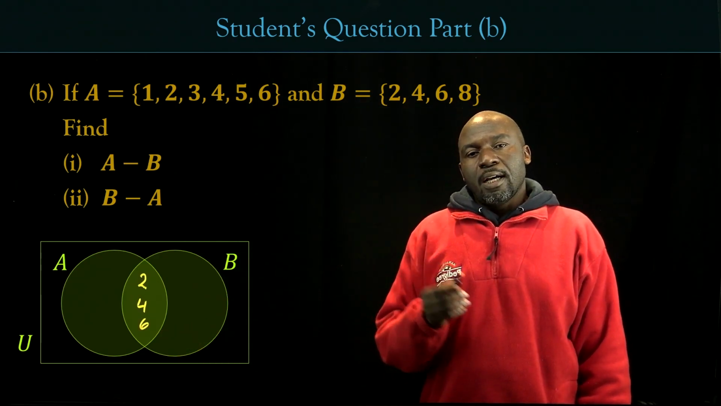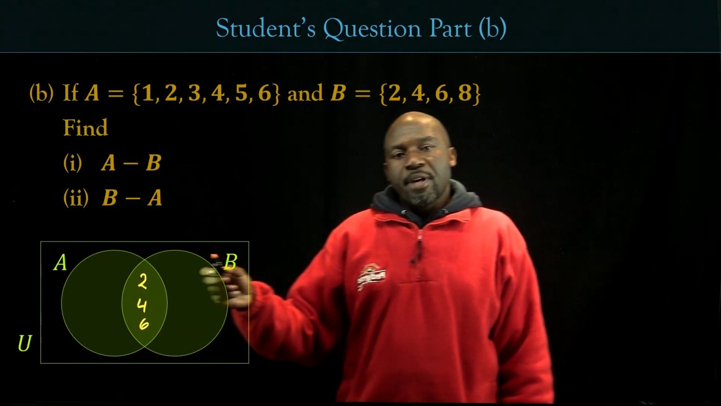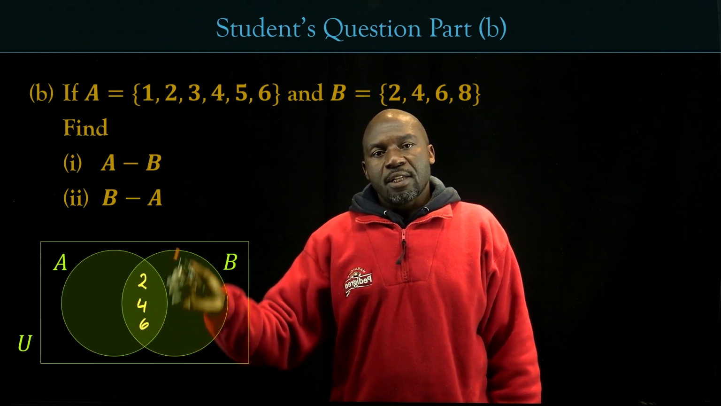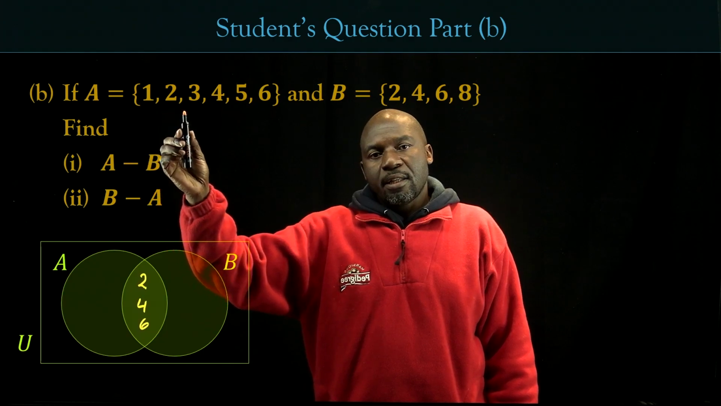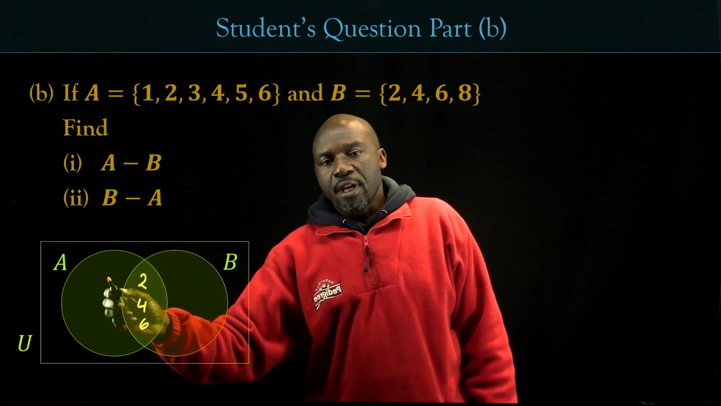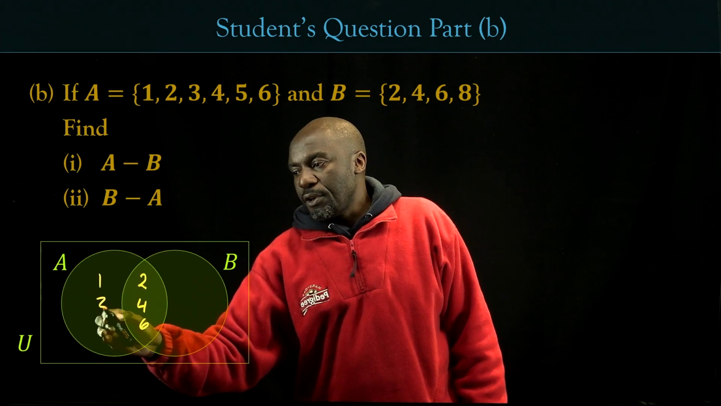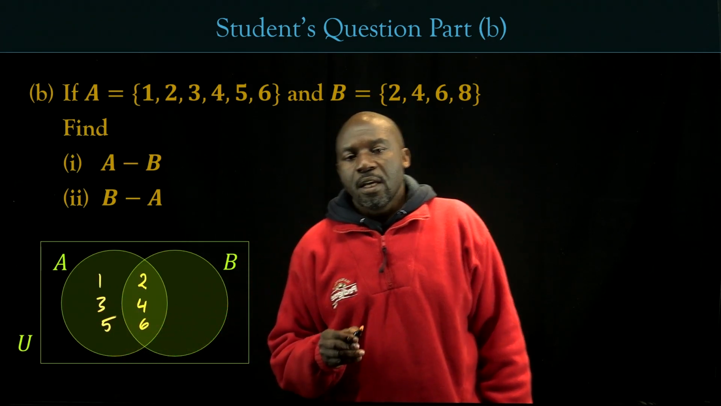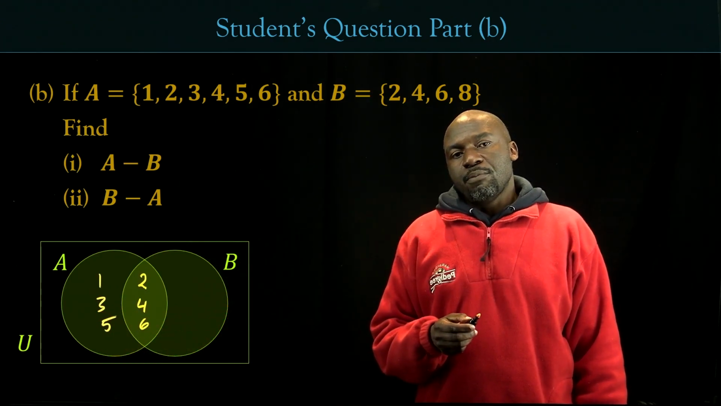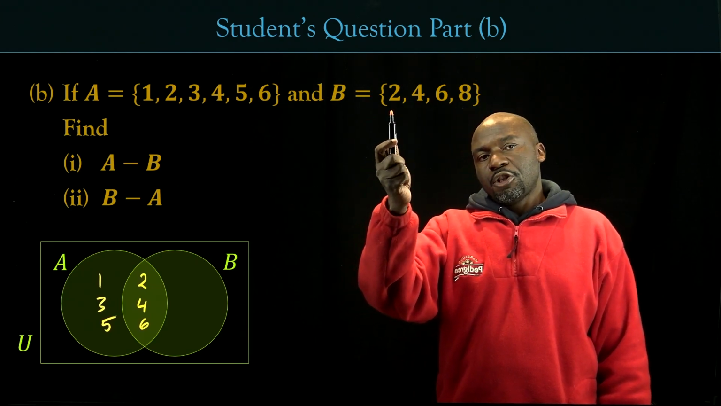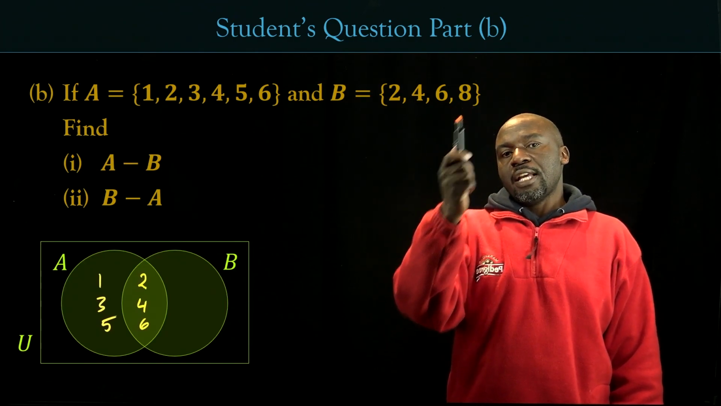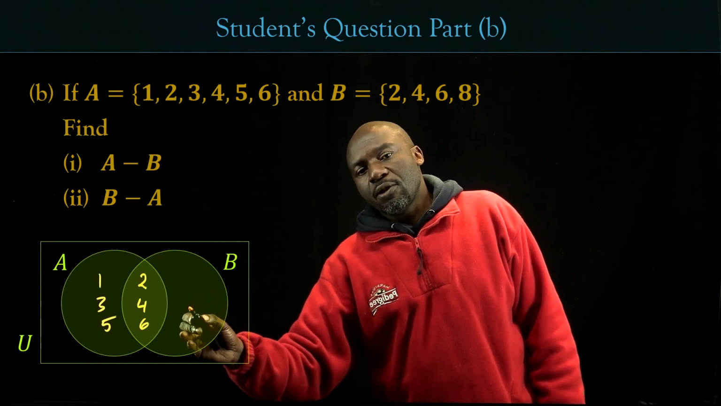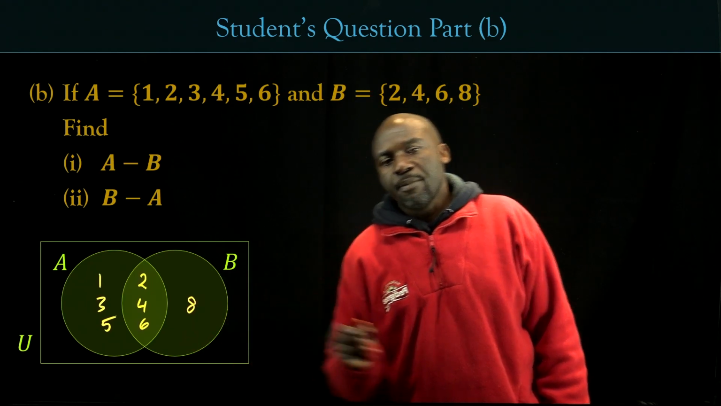All right. Next, what are the elements other than the 2, 4, and 6? Which other elements are in set A? There is a 1, and there is a 3, and there is a 5. So there is a 1, a 3, and a 5. Okay. What about in set B? We have 2, 4, and 6 already represented inside the intersection, and so there is 8 that is not represented, and so there is only 8 remaining there.